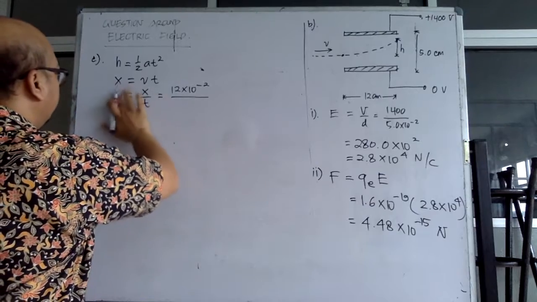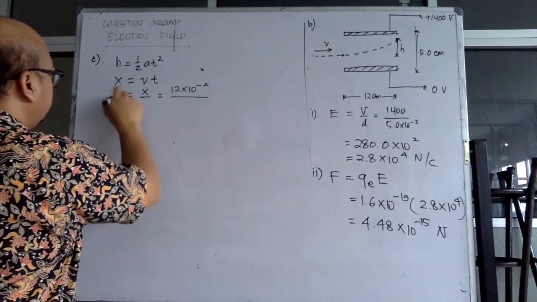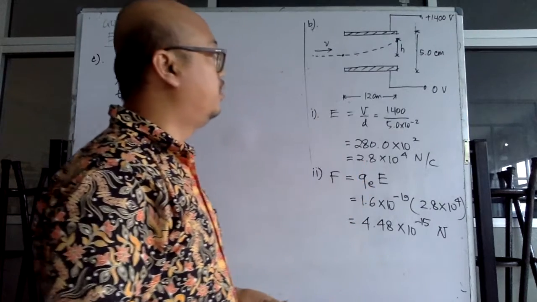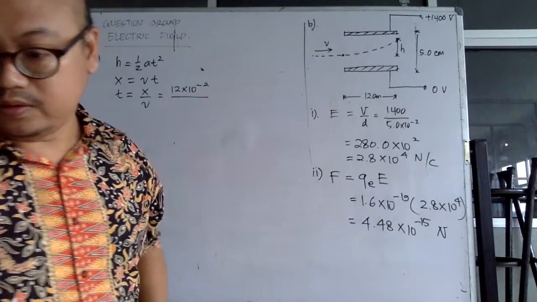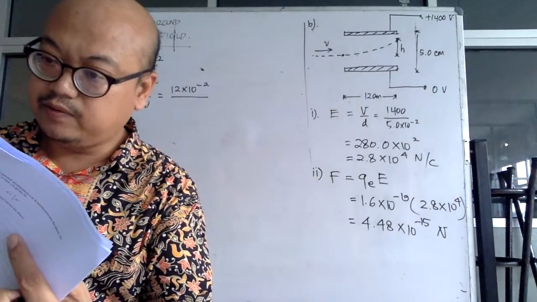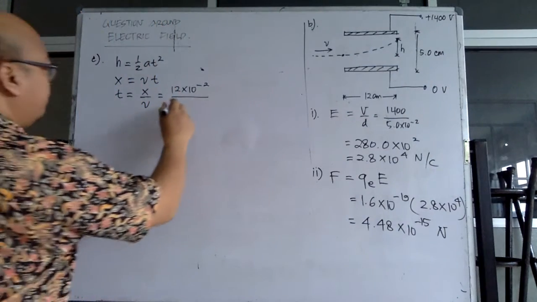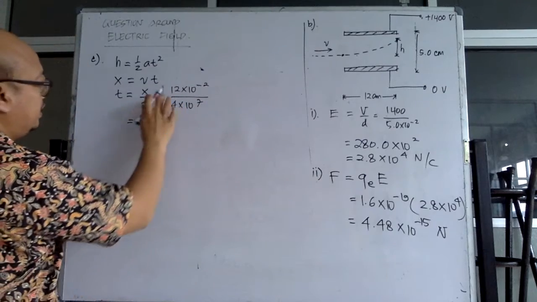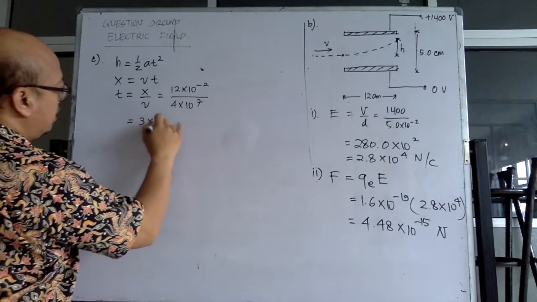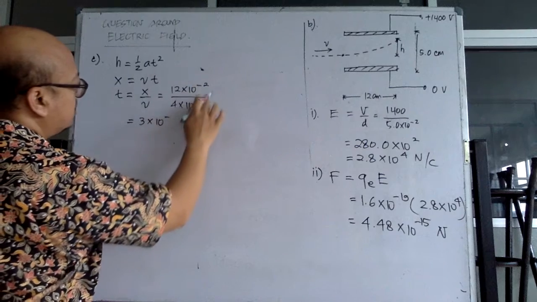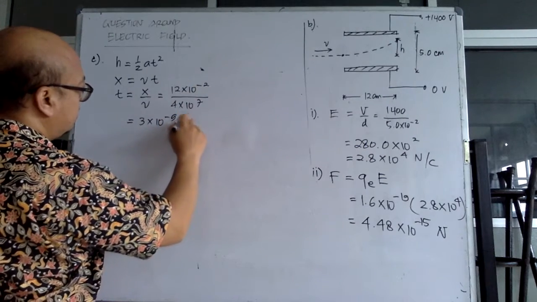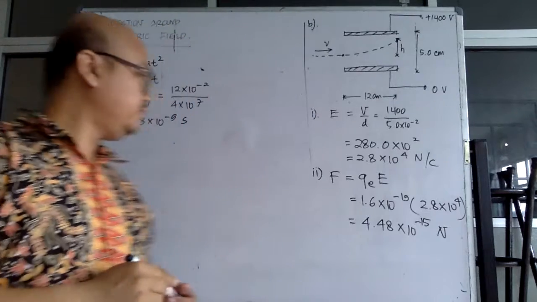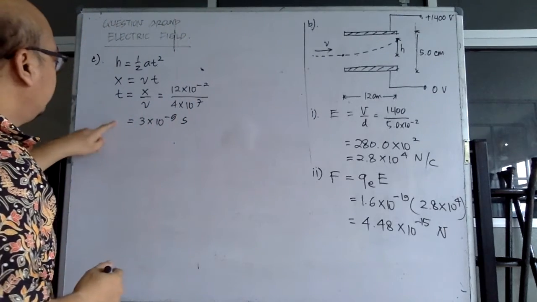Sorry, we find t first here. t equals x over v, and v is 4 times 10 to the 7. So we get t is 3 times 10 to the minus 9 seconds. So fast.